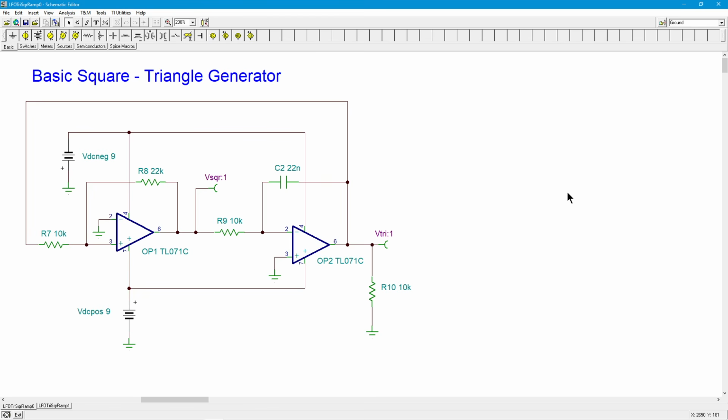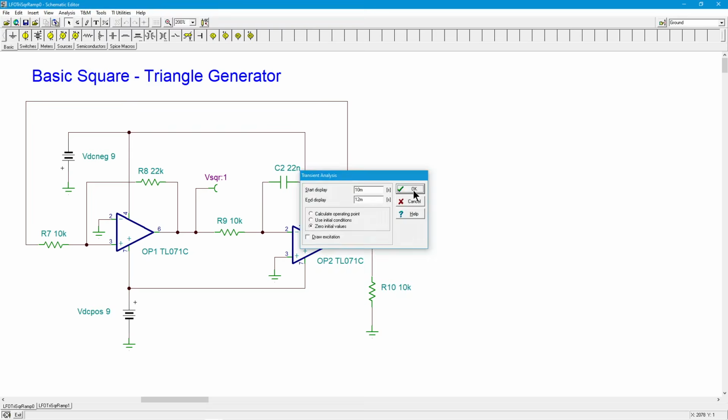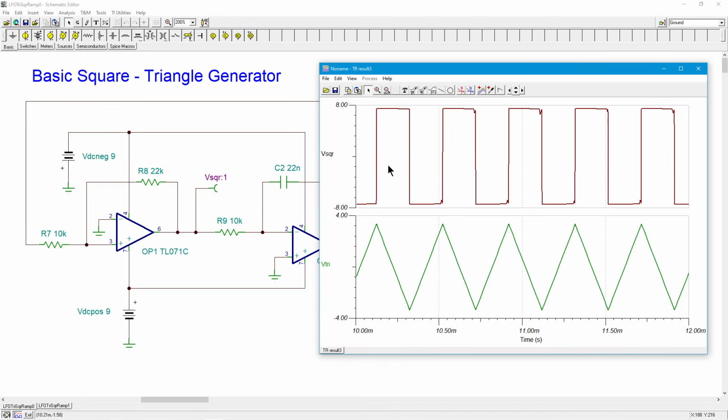So we can determine exactly what that frequency is based on the RC time constant over here and what we set up for the thresholds between these two resistors, right? R8 and R7, as they're labeled here. But let's just run a transient analysis, and you can see what we're looking at. Okay, so here's the square wave coming out, right? And here's our triangle wave. Notice how nice and straight the edges are on this.